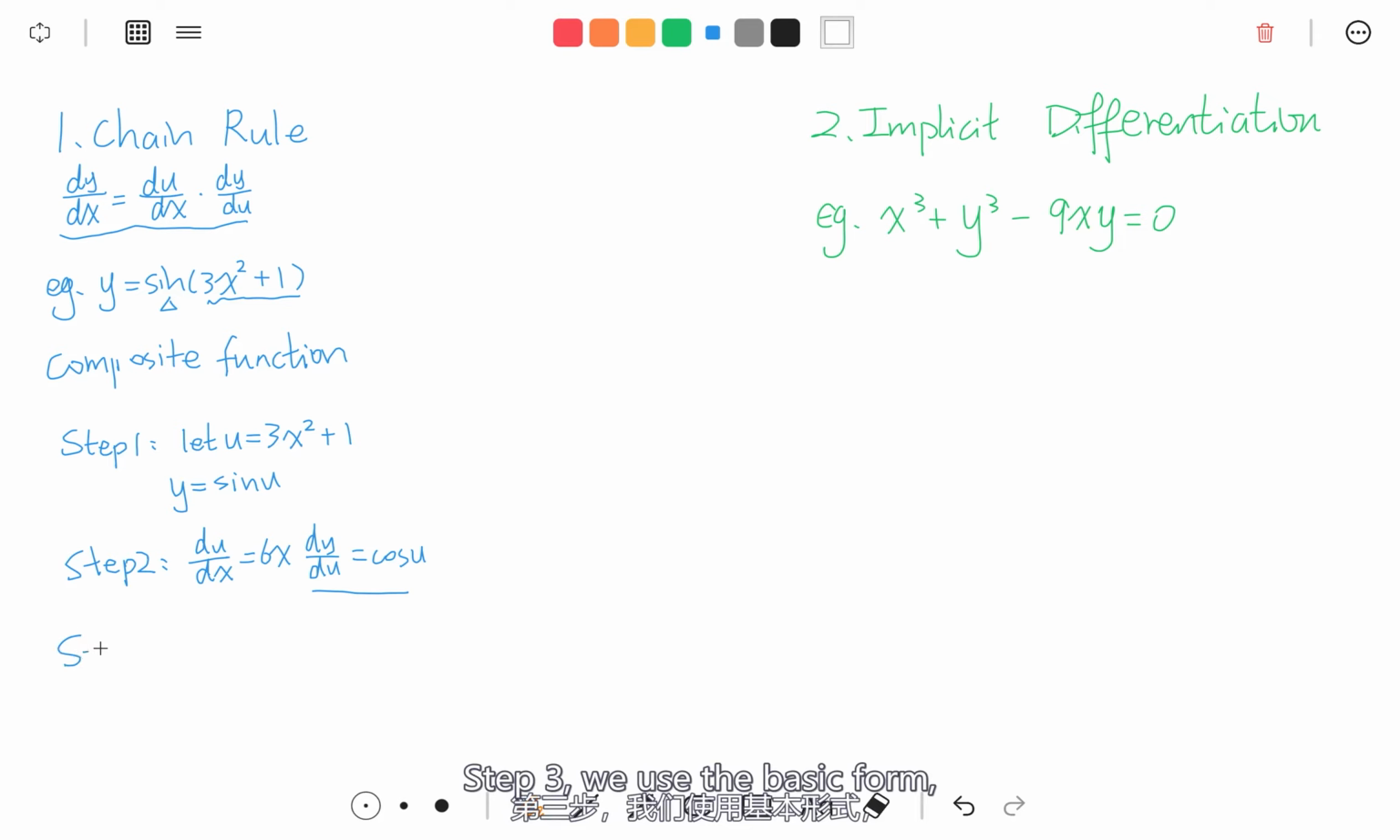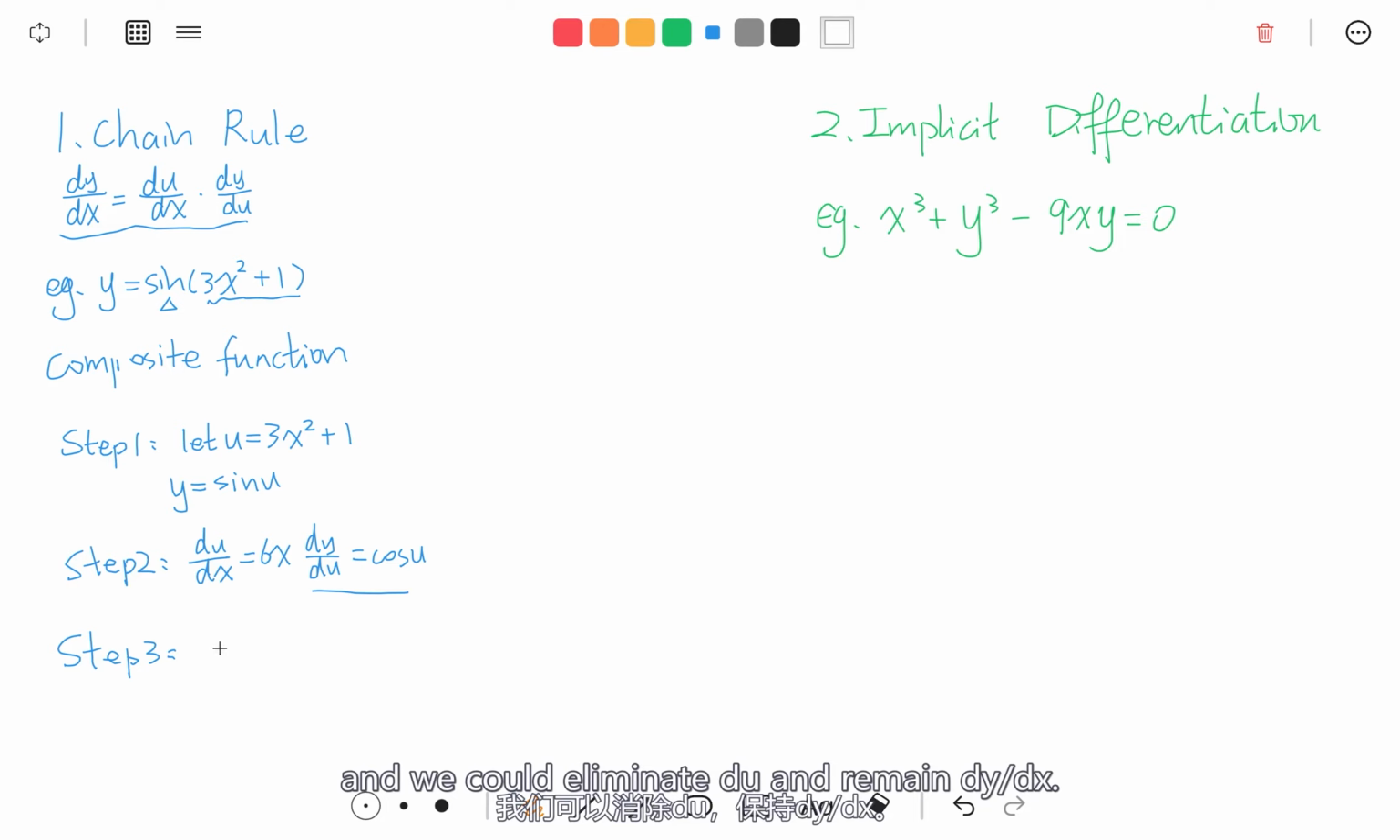And step 3: we use the basic form. It's really easy to understand. We multiply these two functions together, du dx times dy du, and then we can eliminate du and remain with dy dx.